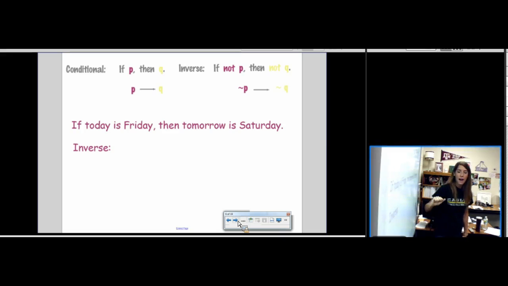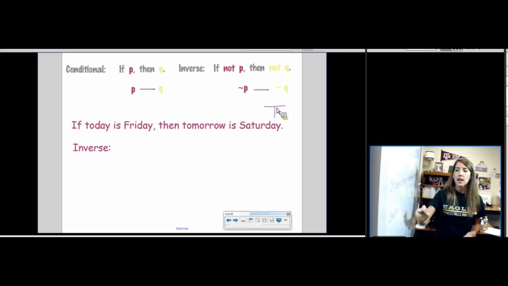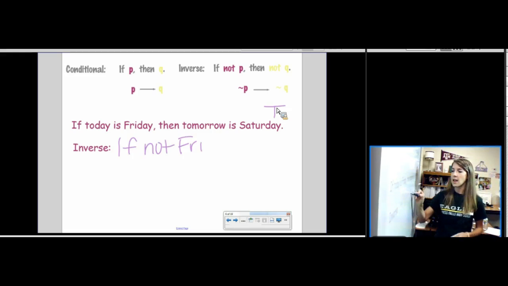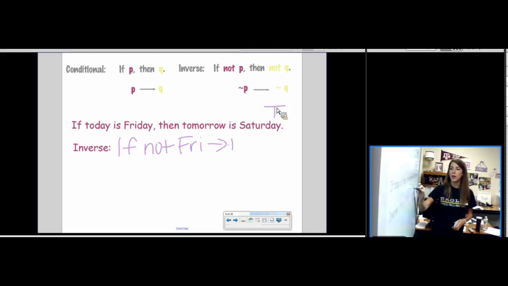Let's talk about the truth value. If today is Friday, pretend like it's Friday. Is tomorrow Saturday? Can you prove it wrong? No. That's how our calendar is set up. If today is Friday, then tomorrow is always Saturday. That's true.